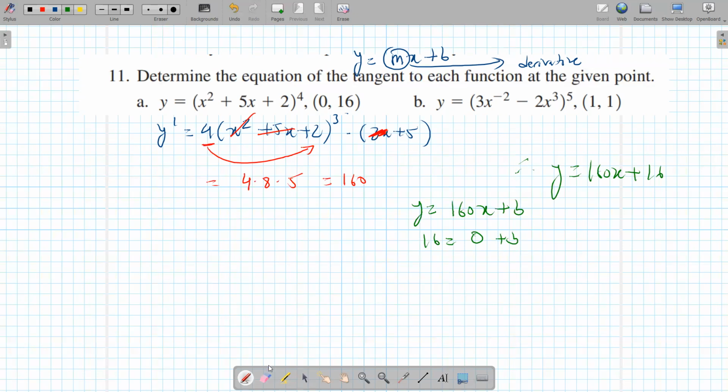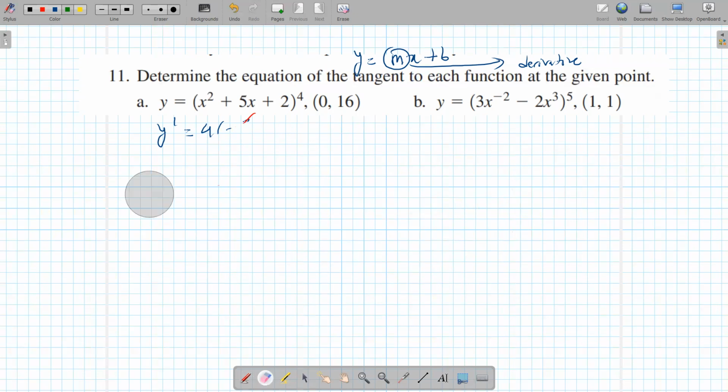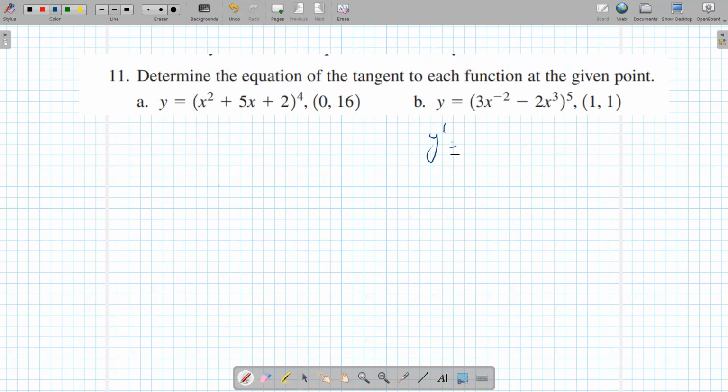You want to try finding y prime for b? If this is y, what's y prime? You bring a five to the front, and everything in the bracket to the power of four. Right? And then what do you multiply that by?